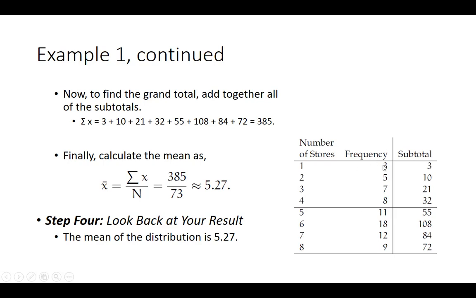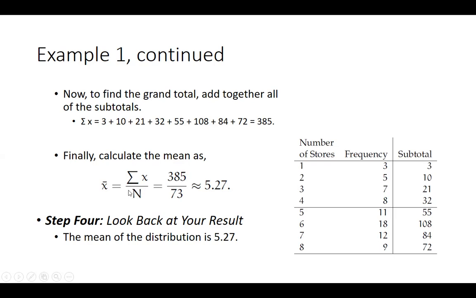Again, if we didn't do it this way, we would have to add 3 1s and 5 2s and 7 3s and 8 4s and 11 5s and 18 6s and 12 7s and 9 8s. It's a lot easier to do the multiplication first and just add up 8 numbers than it is to add up 73 numbers.